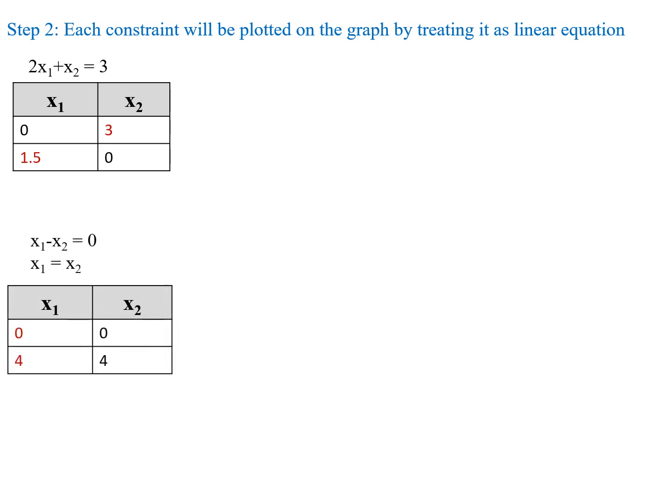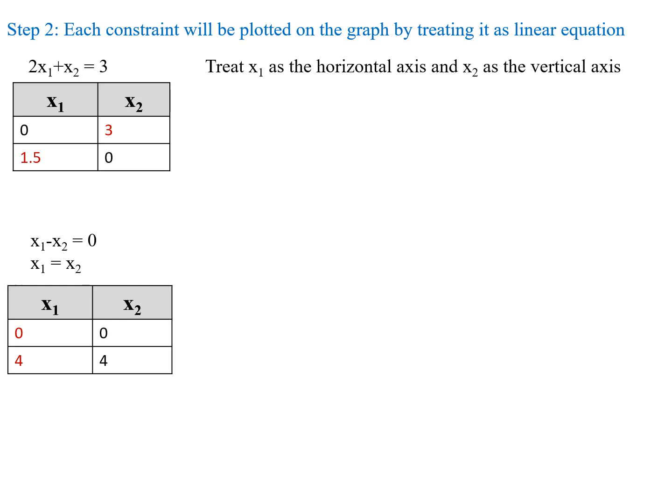Similarly, the second constraint equation is x1 minus x2 equal to 0. If x1 equal to 0, the x2 value is also 0. Similarly, if x1 equal to 4, the x2 value is also 4. So coordinates for this constraint equation are 0, 0 and 4, 4.